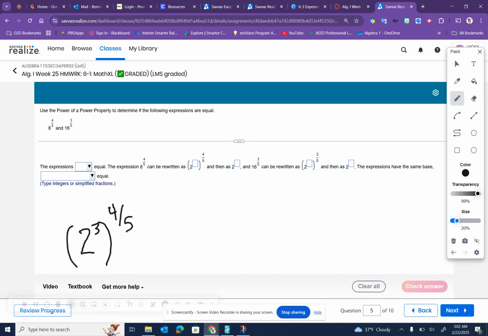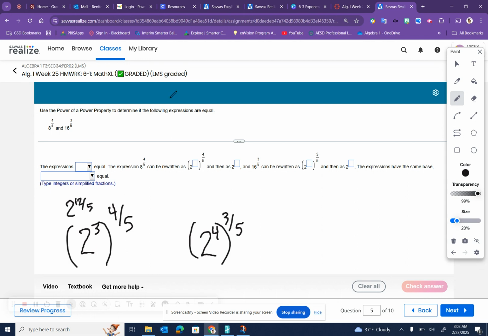16, I can break it up into 4 times 4 or 2 times 8, and I can keep factoring those out. So 2 to the 4th power is the same thing as 16, and we make that to the 3/5 power. So if I further simplify this using the power of a power rule, meaning I take the outside power times the inside power, still keeping the base 2. This one here, I would have to do 3 times 4, which is 12. So this becomes 2 to the 12/5.